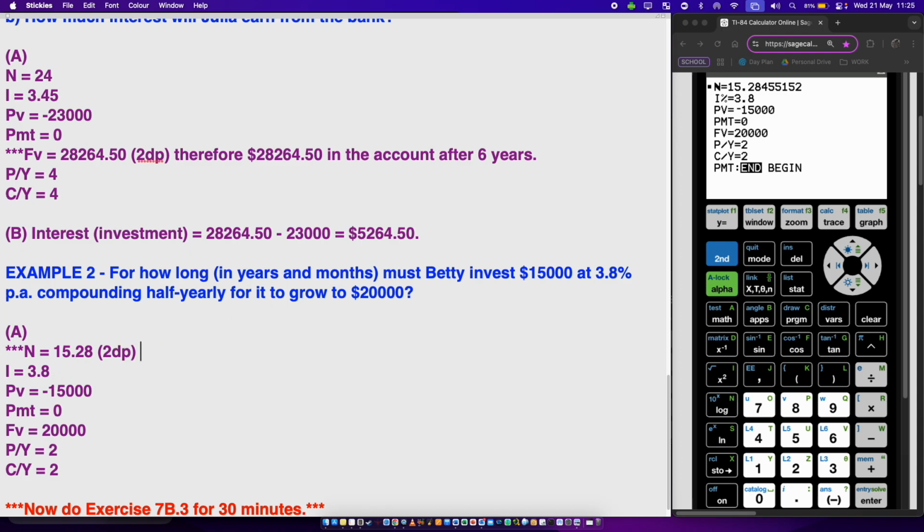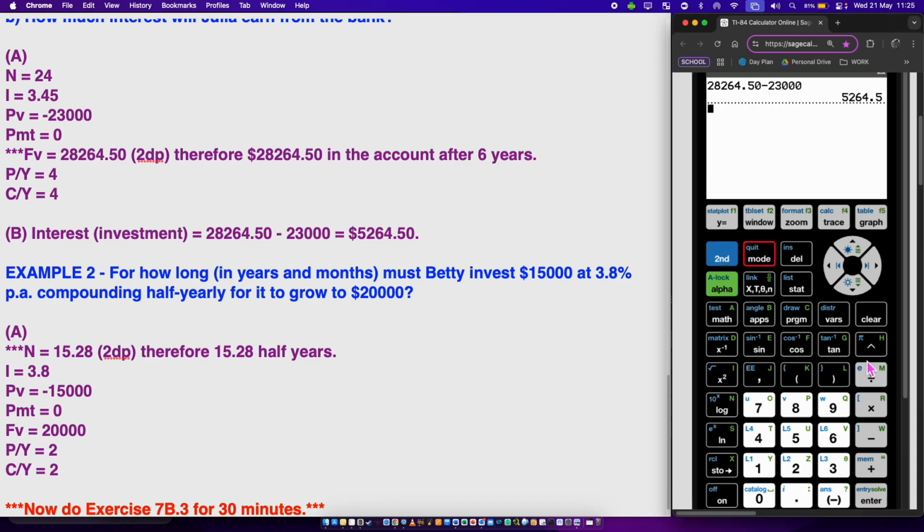So you could say, therefore, 15.28 half years. But is that what the question is asking you for? It wants it in years and months. So, initially, how many half years are there in a year? 2. So go 15.28 divided by 2. Therefore, that's 7.64 years. You're still 1 mark away from full marks because you've told me it in years.